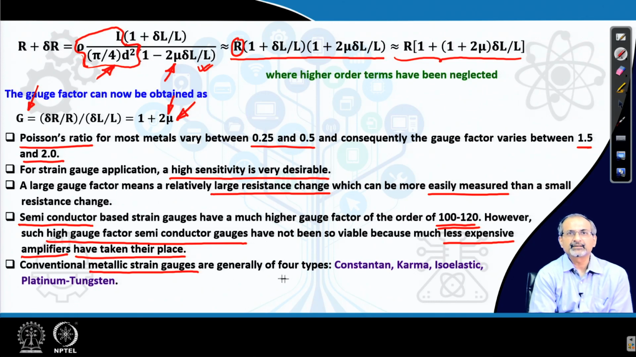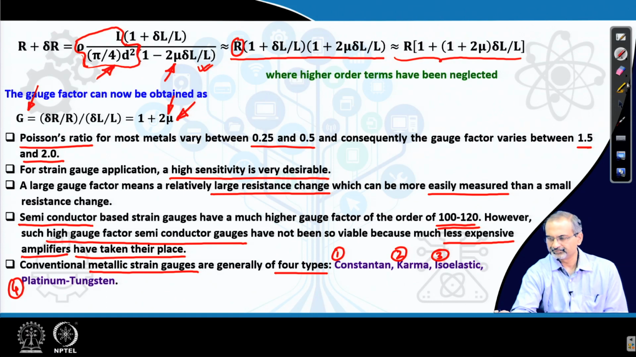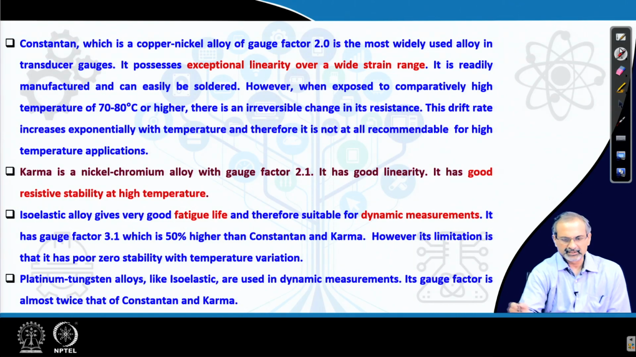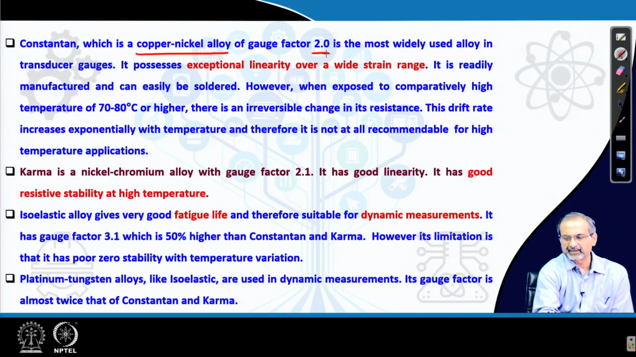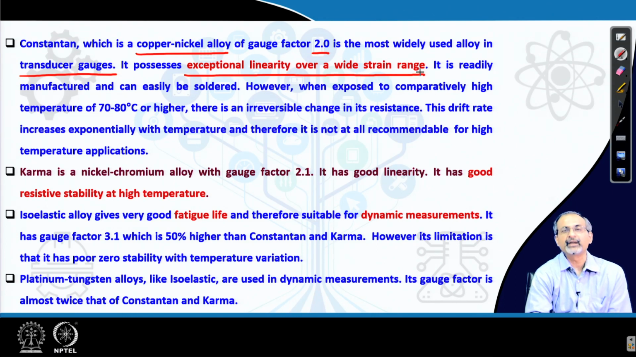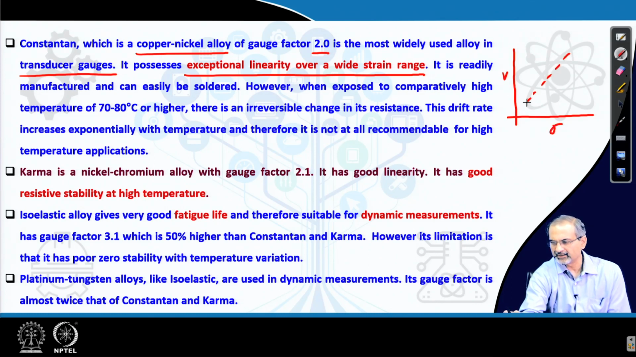Conventional metallic strain gauges are generally of 4 types based on Constantan, Karma, isoelastic and platinum tungsten. Let us see some more details regarding them. What is Constantan? It is a copper nickel alloy with gauge factor 2, widely used in transducer gauges. It has exceptional linearity over wide strain range, which means if you plot the strain versus the voltage output, then you will have a nice straight line for a wide range of strains. That is what we mean by linearity.